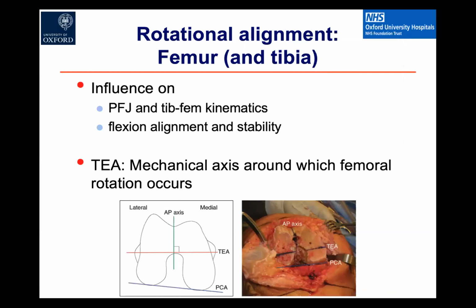What about rotational alignment? So we looked at the coronal and sagittal planes, now the axial plane. This influences your tibiofemoral kinematics and your PFJ kinematics, essentially, and allows you to control your flexion alignment and your stability in flexion. And here are the classic lines that you're often asked to draw.